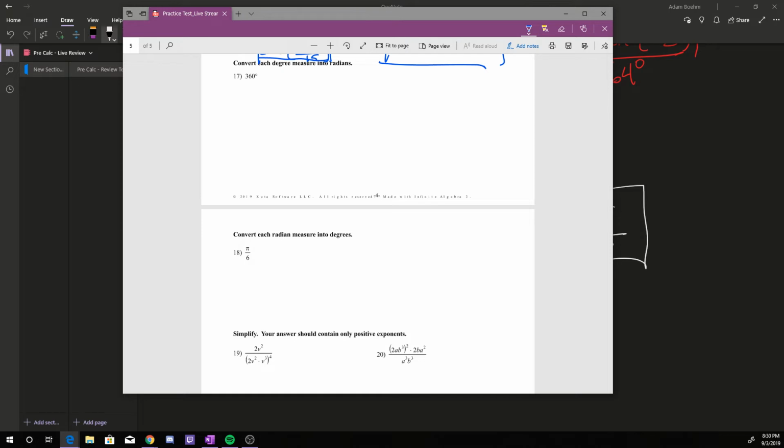Conversion, again, this is easy. You just got to multiply by the conversion unit. So we want to multiply 360 degrees by pi over 180. You always have to keep in mind that these degree symbols or pi's have to cancel in some way. So these degree units cancel. 360 divided by 180 is 2, and then pi stays there. So 2 pi is your answer.